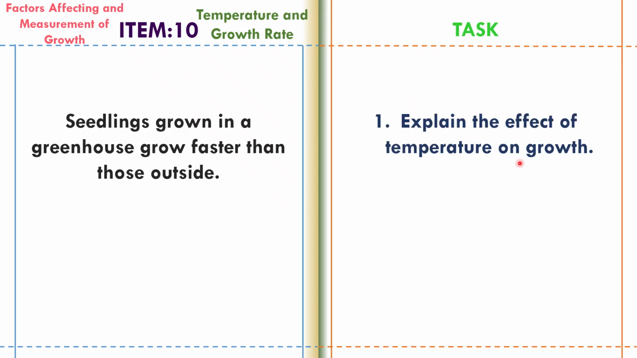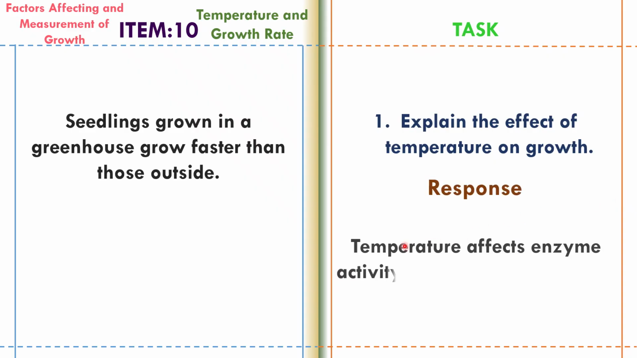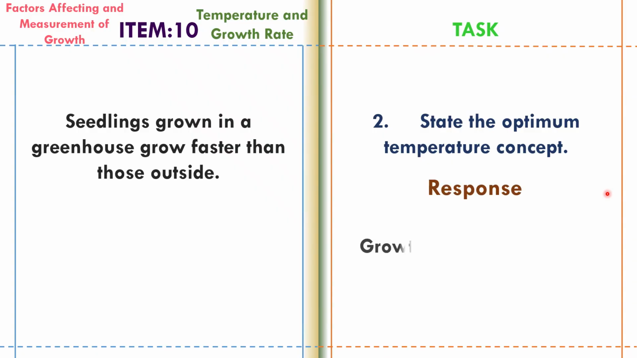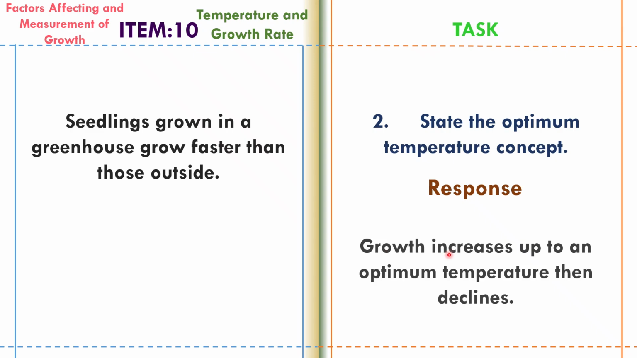Explain the effect of temperature on growth. Temperature affects enzyme activity, controlling metabolism. State the optimal temperature concept. Growth increases up to an optimum temperature, then declines.